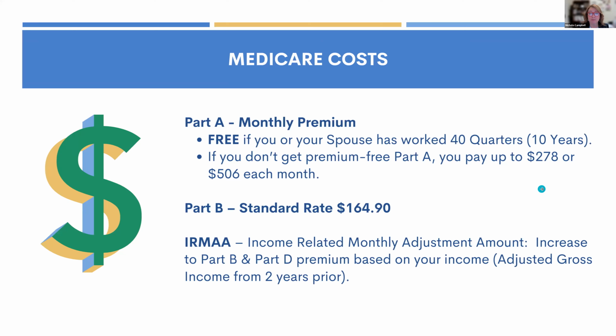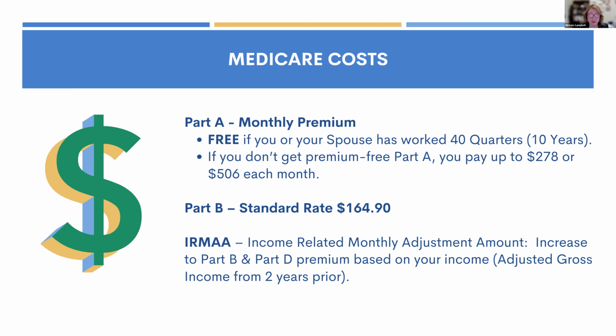Okay, so the cost for Part A is free if you worked your 40 quarters, which equates to 10 years. If you don't get it free, if you did not work 40 quarters, then you pay based on the amount of quarters that you have worked. So you could pay either 278 or 506. I think that'll be going up for 2024, so it might be a little more next year. The standard rate for Part B is 164.90. That is going up to 174.70 next year. It always goes up usually a little bit each year.